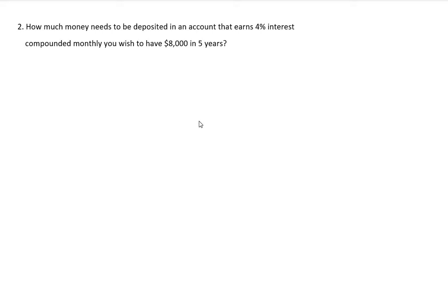Okay, problem 2. How much money needs to be deposited in an account that earns 4% interest compounded monthly if you wish to have $8,000 in 5 years? The amount of money that needs to be deposited is what I'm trying to find, and that is the P, the principal. The 4% is the R. It's compounded monthly, so N is 12. The $8,000 is the amount that I'm going to have in the account at the end of 5 years. So that 8,000 is A and 5 is T.